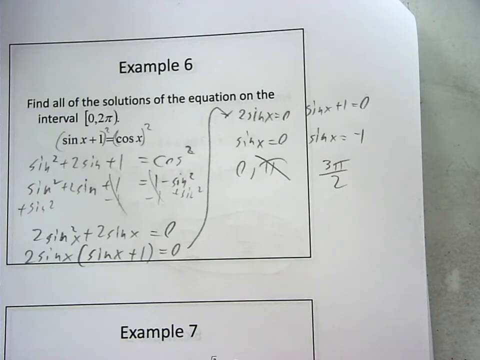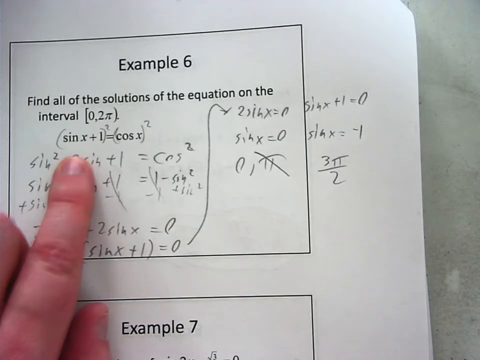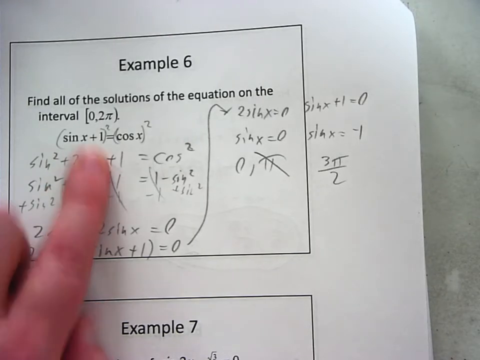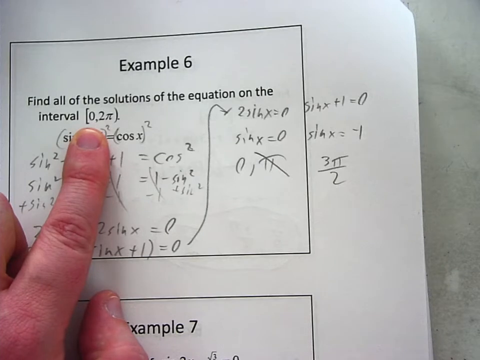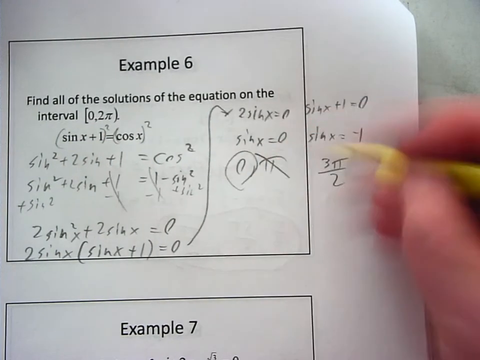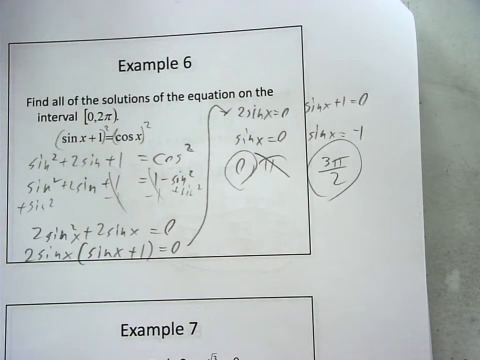3 pi over 2 works or doesn't work? Sine of 3 pi over 2 is what? Negative 1. Negative 1 plus 1 is? 0. Cosine of 3 pi over 2? 0. 0 equals 0. So these are your two solutions. What about 2 pi?